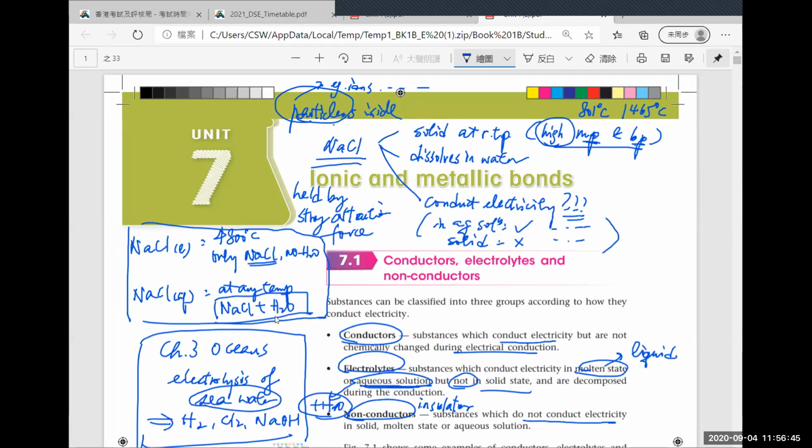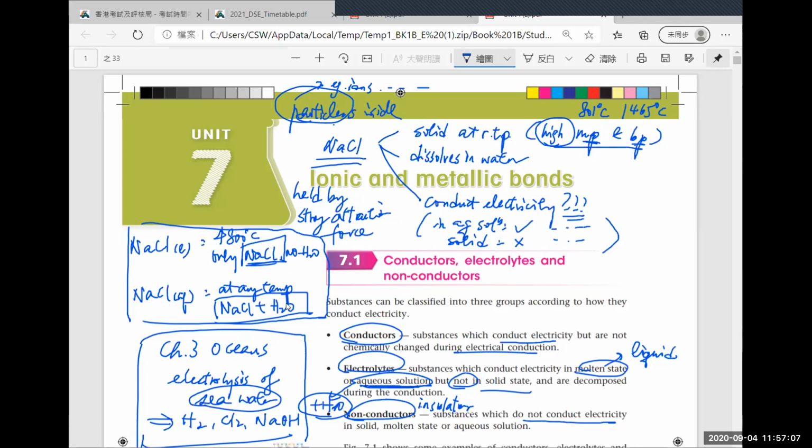Both of them are free moving, I must tell, but the composing particles are different. For sodium chloride liquid, we can only get what? Sodium chloride, but this is in liquid state. But for sodium chloride solution, it's not just sodium chloride, but also water. Do you understand?